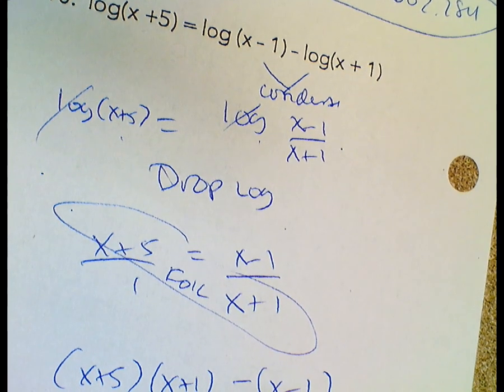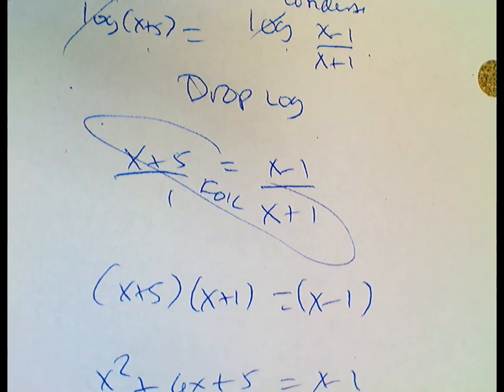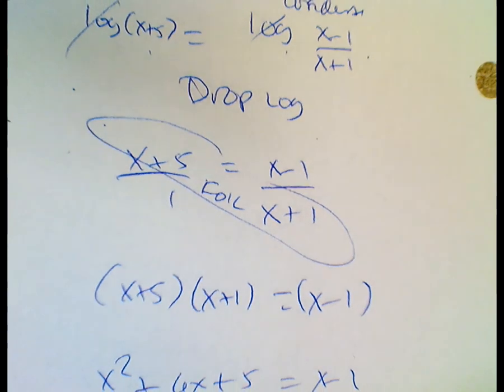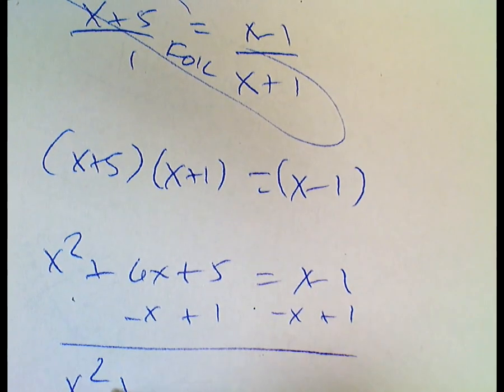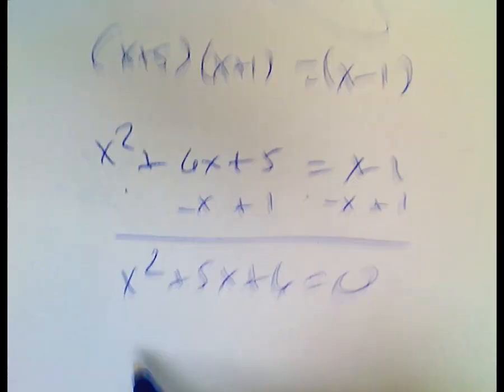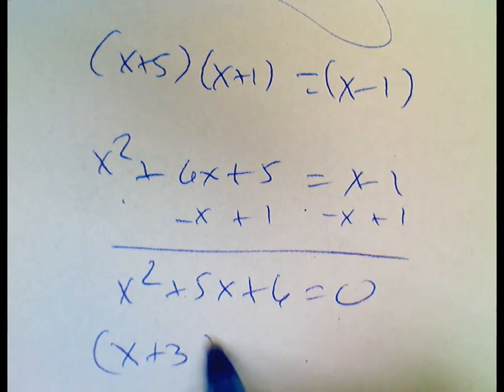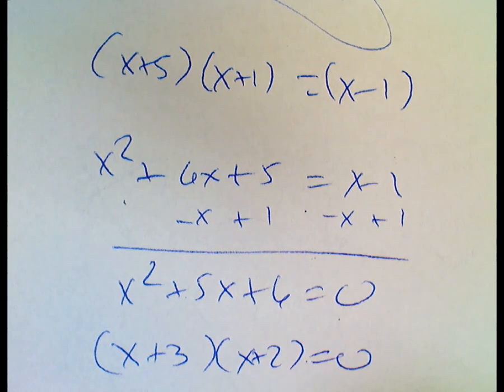So if you FOIL, you get x squared minus 1 on the right. Let's subtract an x and add a 1 to this side. Sorry, I'm going fast, but I have a class right now. This is x squared plus 5x plus 6 equals 0. Just rewind it if I'm going too fast. x plus 3 and x plus 2 are my factors. And x equals negative 3 and x equals negative 2.